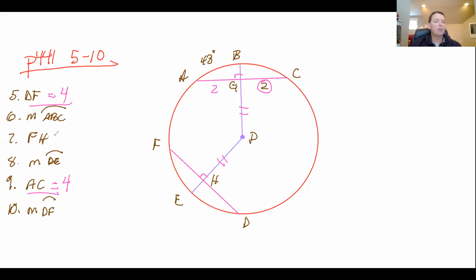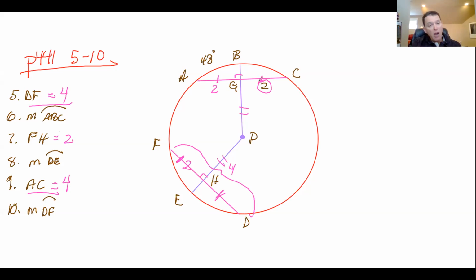Oh, FH we can do though. Look, if FD is 4, then FH has to be 2. And it's not surprising because it has to be 2 because PE is perpendicular to the chord, and it is a diameter. It's a radius, but it passes through the center. And so it has to bisect FD. So I know that this equals this, equals this, equals this.